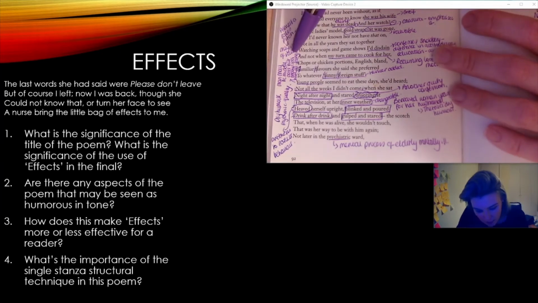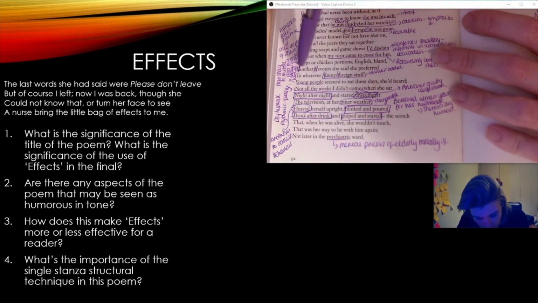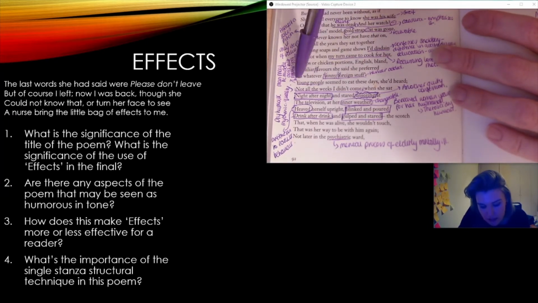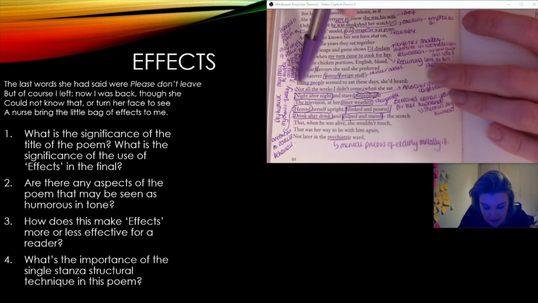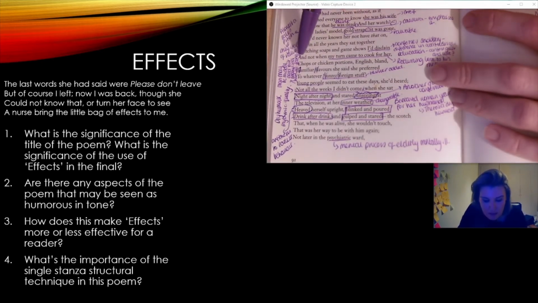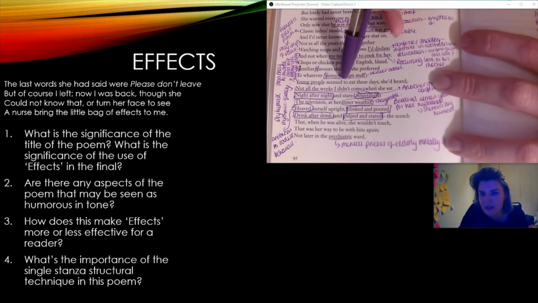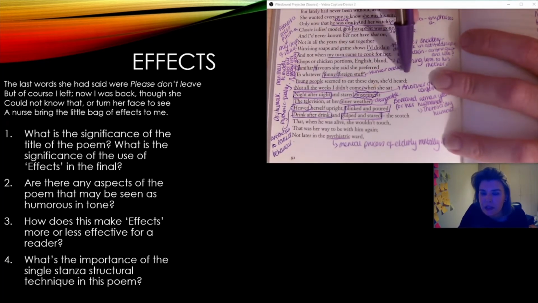So I just want to make sure I've got my notes here. And that continues here actually when she says young people seem to eat these days. So it's humorous that he's probably a middle-aged man at this point, but his mother is still referring to him as young, and like I said, emphasising that humorous attitude there.